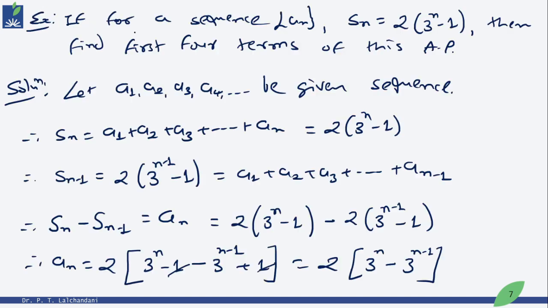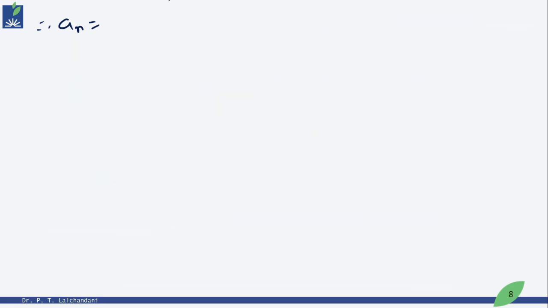Therefore an is equal to, now see here, what we are having? 3 raised to n minus 3 raised to n minus 1. So I am rewriting this 3 raised to n as 3 raised to n minus 1 into 3, minus 3 raised to n minus 1 as it is.